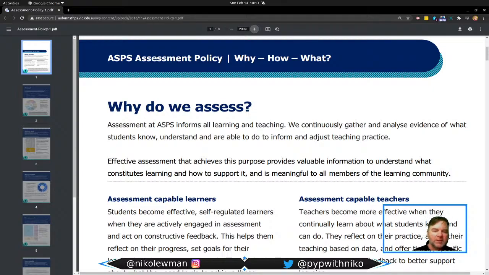a wonderful way of looking at what an assessment policy that supports the Primary Years Program understanding of the enhanced PYP could look like. And the very first thing that this policy looks at is what are assessment capable learners and assessment capable teachers.